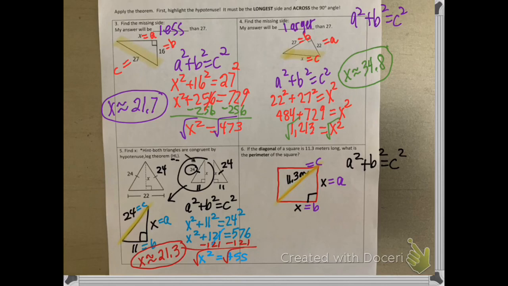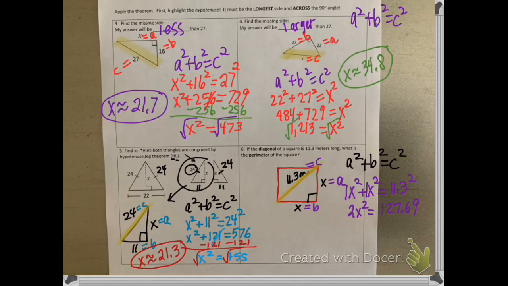So if I plug this into the Pythagorean theorem, I would have x squared plus x squared equals 11.3 squared. So think of combining like terms. 1x squared plus 1x squared is 2x squared, right? Whenever you combine like terms, all you're doing is adding the coefficients in front, and the variable and exponent stay the same. And if you type in 11.3 and square it, you should get 127.69.